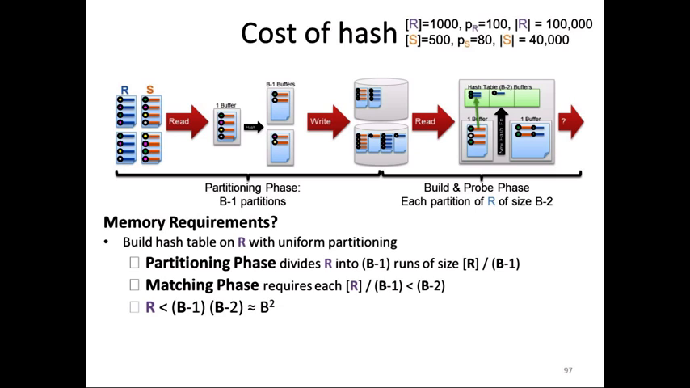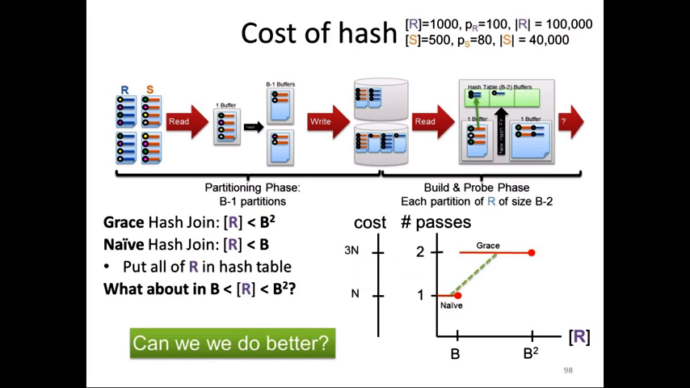And so the condition is the following: the smaller relation R has to be less than B minus 1 times B minus 2, so less than B squared, roughly. So when R is less than B squared, roughly, we can apply the Grace hash join and get away with just 2 passes as we saw before. We partition the two relations and then we build hash tables for partitions of the smaller relation R, and we get 1 page at a time from the other relation, just as we did before. So the memory requirement for that would be that the smaller relation R is less than B squared.